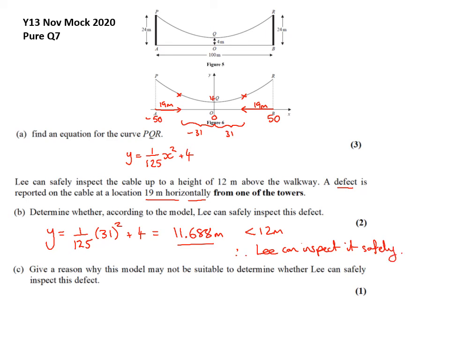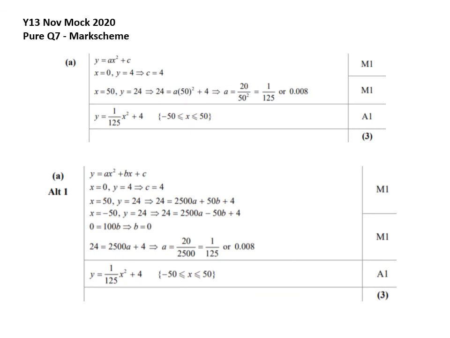A reason why the model might not be suitable, look for some real life things. Could be weather. If it's windy, it might be unsafe regardless of the height. It could be the model doesn't incorporate the thickness of the cable, platform being absolutely flat, so on. Have a look at the mark schemes.